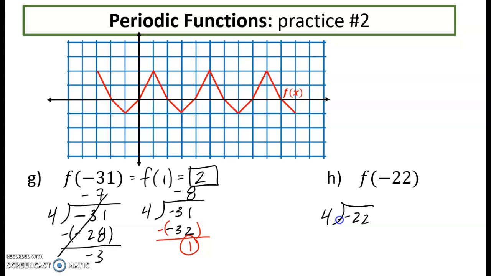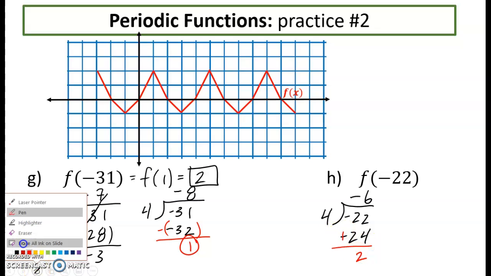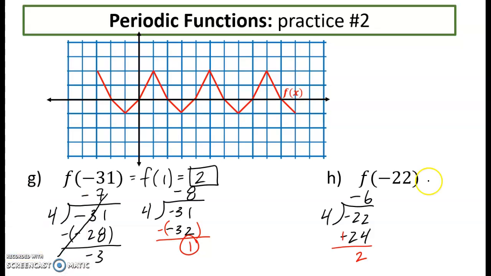So -5 times 4 is -20. -20 is not smaller than -22. So -6 times 4 is -24. When I subtract that, I get a remainder of 2. So f of -22 is equal to f of 2. From my graph, we use that one again, f of 2 is equal to 0. So you will be practicing more of these, okay?